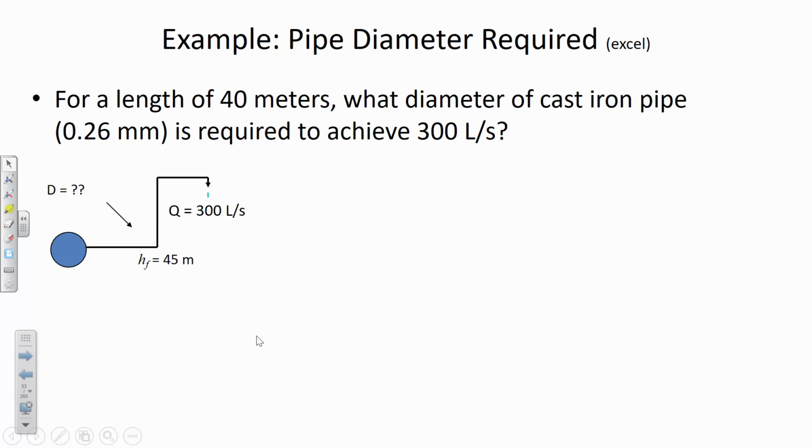Okay, so let's practice this approach. For a length of 40 meters, what diameter of cast iron pipe is required to achieve 300 liters per second? So we're going to find some diameter of pipe needed to take the water from a mainline pipe through this lateral to a location where we're going to have a head loss of 45 meters between the two, and the flow rate is 300 liters per second.